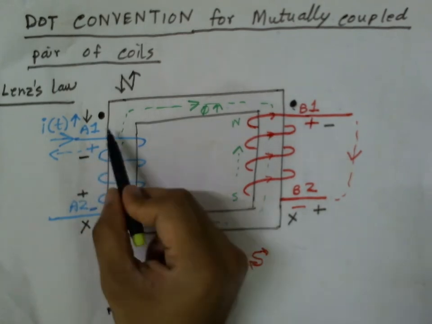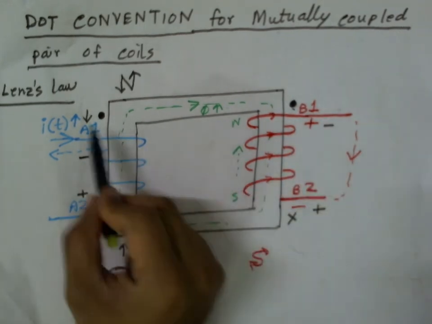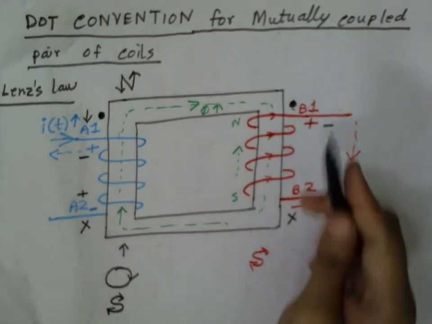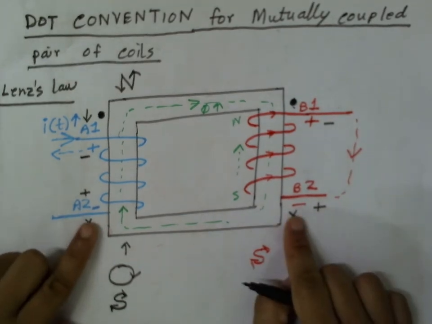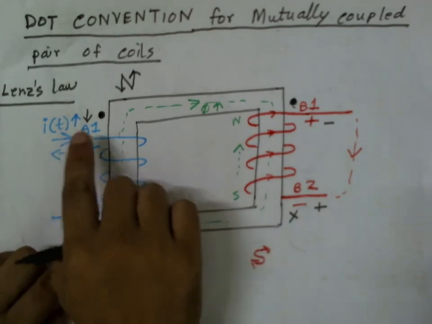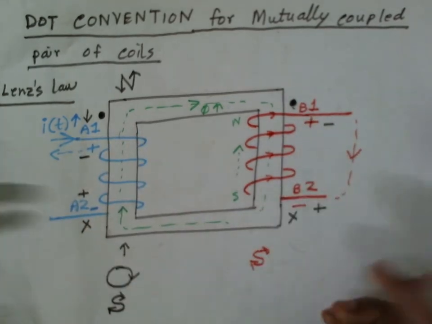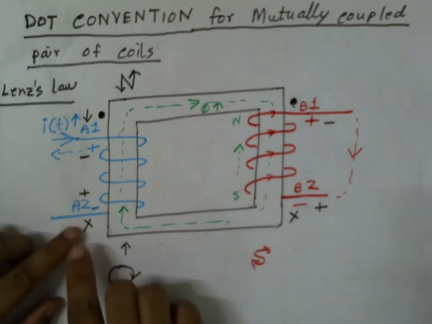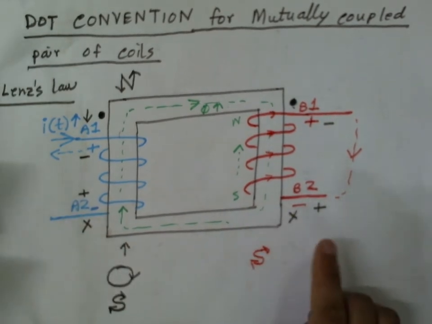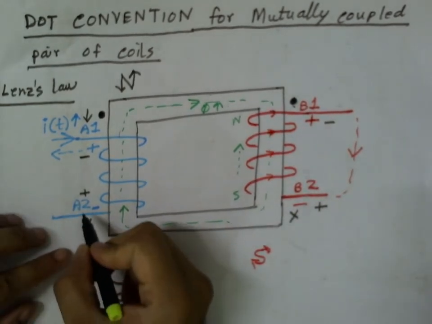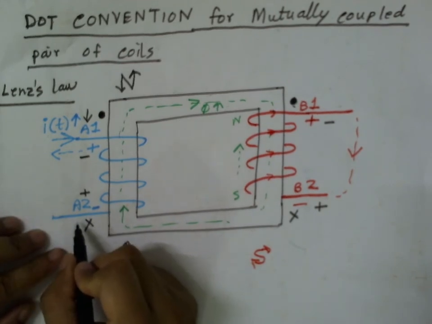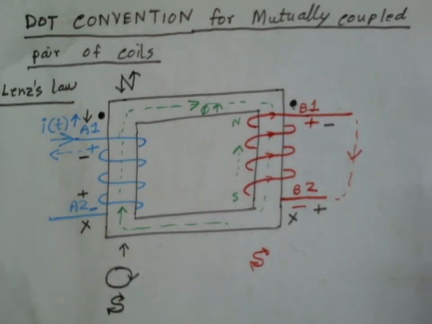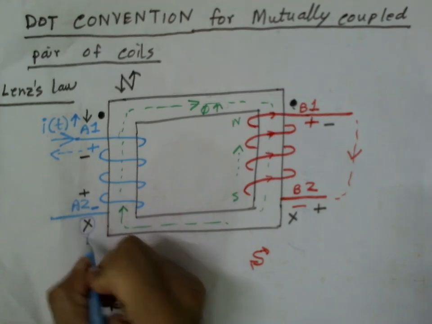However, if we put two dots at A1 and B1, putting two crosses is redundant, not necessary, because once we say that these two terminals are similar, it's evident that the terminals A2 and B2 are similar. So in general, we do not have to put this cross symbol. It's not necessary.